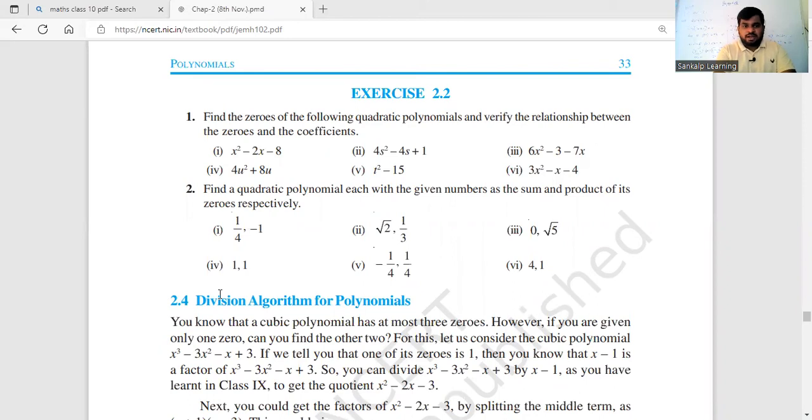Okay. Now we'll get into the second main. Find a quadratic polynomial. Observe the difference. The first question was they had given us the quadratic polynomial. We had to find the zeros. Here, find a quadratic polynomial. We have to find the quadratic polynomial. It is given that each of the given numbers is the sum and product of its zeros respectively, meaning they have given the sum of zeros and product of zeros. That is, they have given the alpha plus beta value and alpha into beta value. Using this, we have to find the quadratic polynomial. So let's do that.